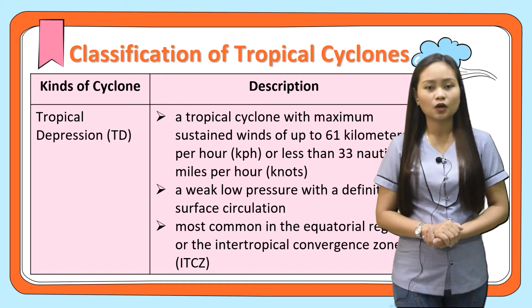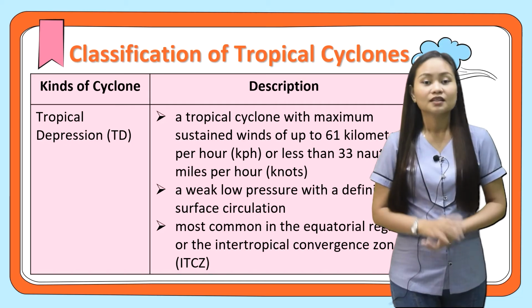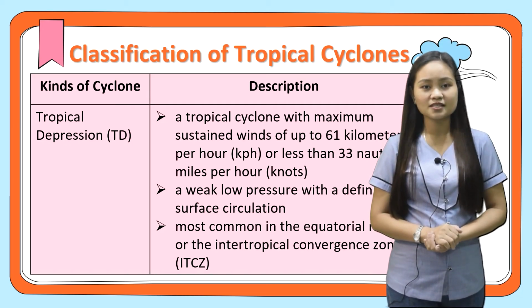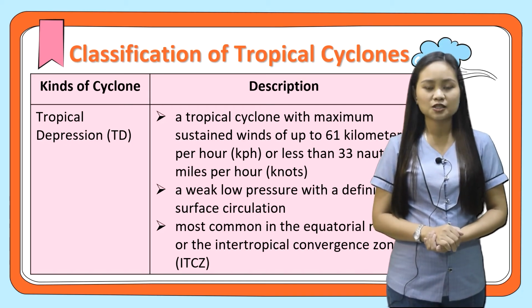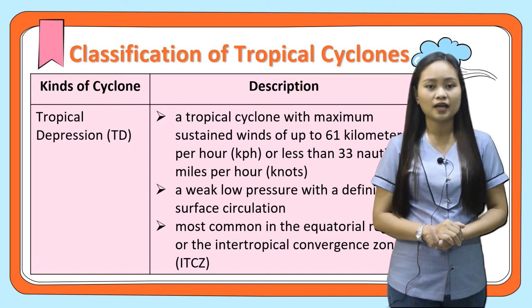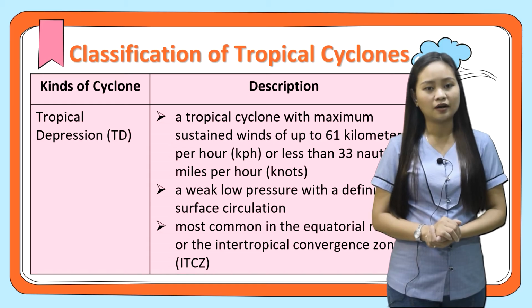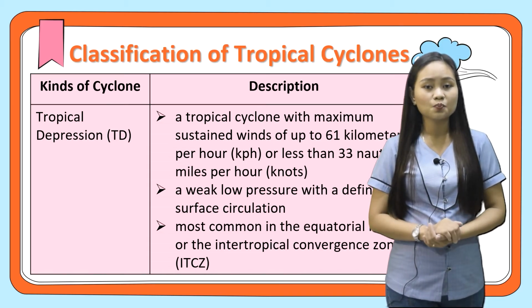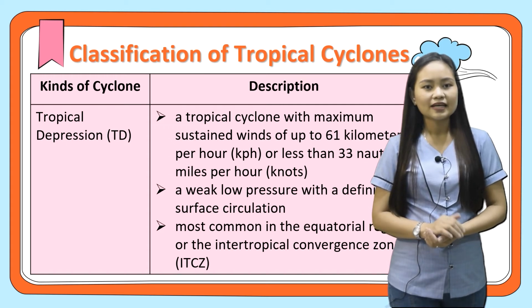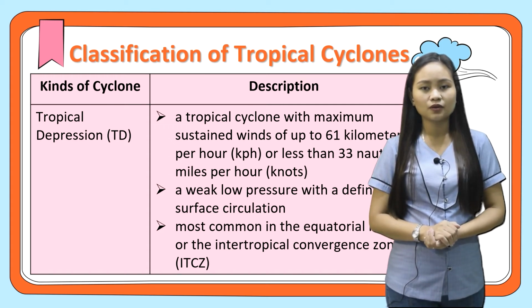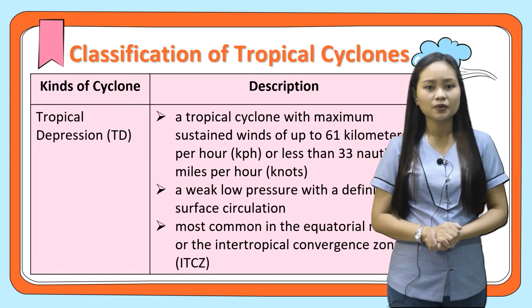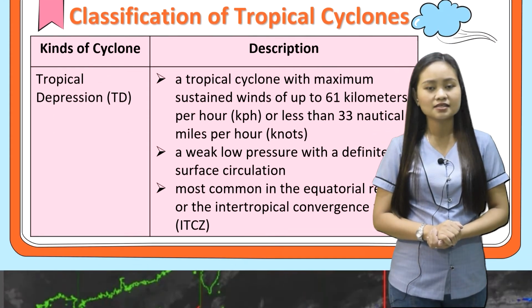First one is the tropical depression. Tropical depression is a tropical cyclone with maximum sustained winds of up to 61 kilometers per hour or less than 33 nautical miles per hour. It is a weak, low pressure with a definite surface circulation. It is most common in the equatorial region or the Intertropical Convergence Zone, or ITCZ. This is what it looks like when there is a tropical depression.